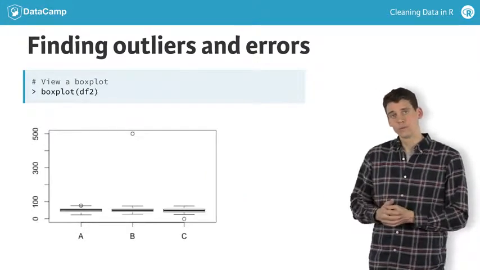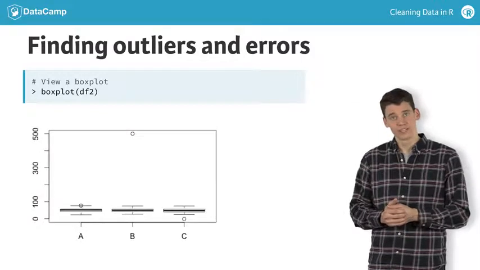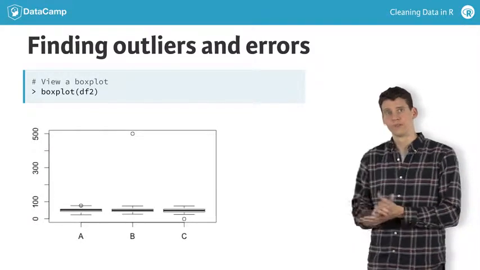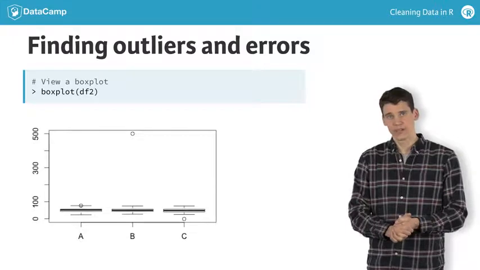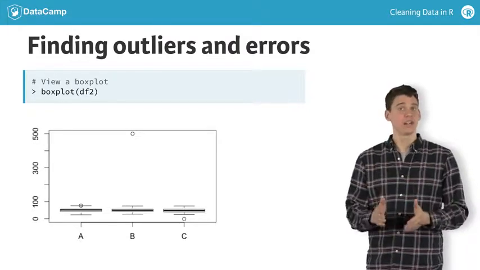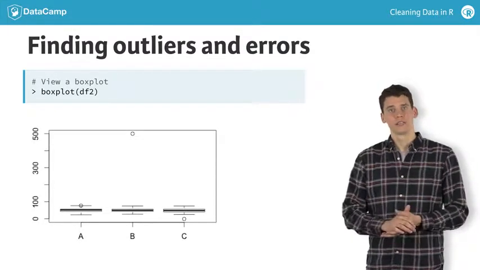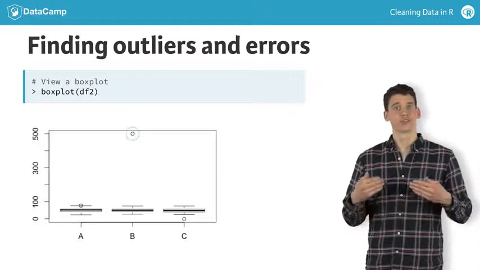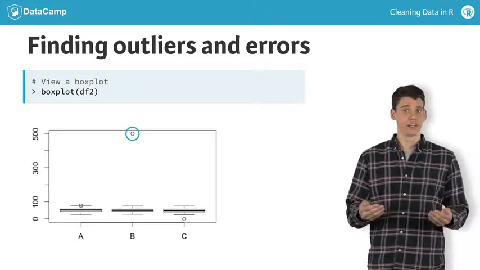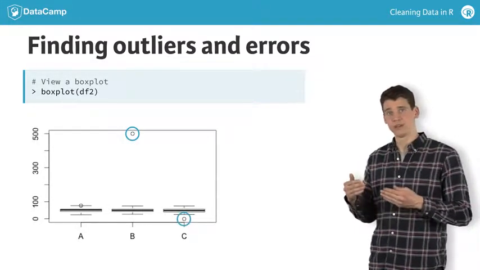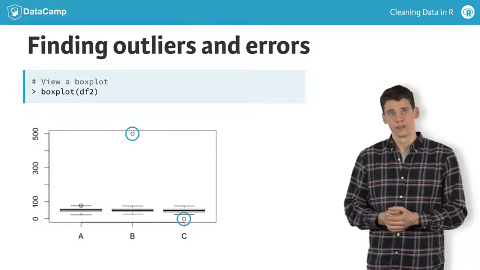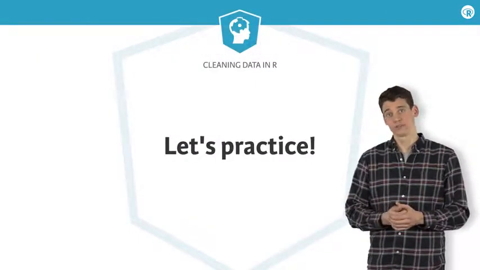Here, we apply a box plot to the full data set df2. R conveniently generates a box for each column of the data. Again, we clearly see the extreme value of 500 in column B and the negative value in column C. Let's get our hands dirty with some extreme values.